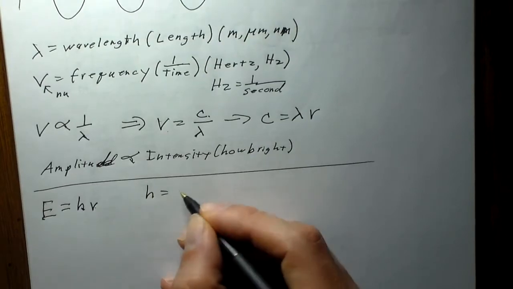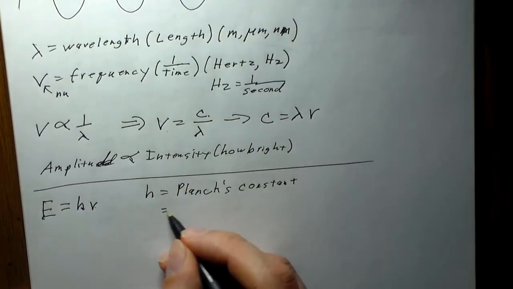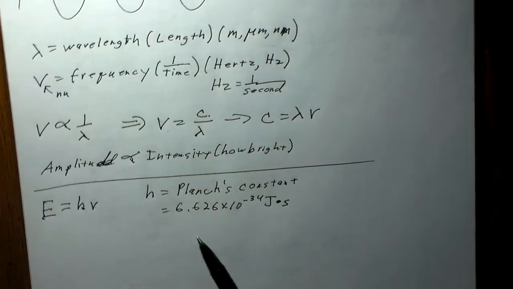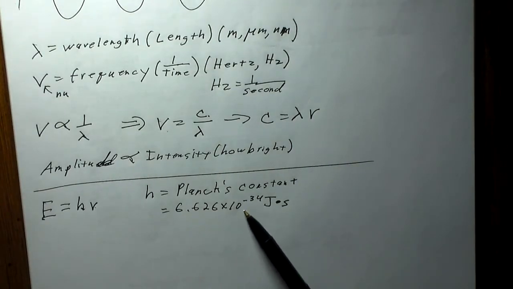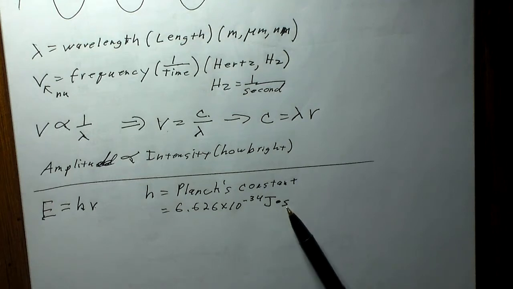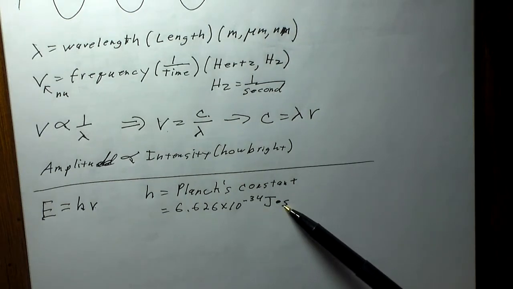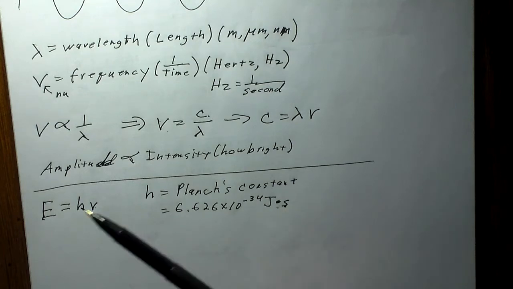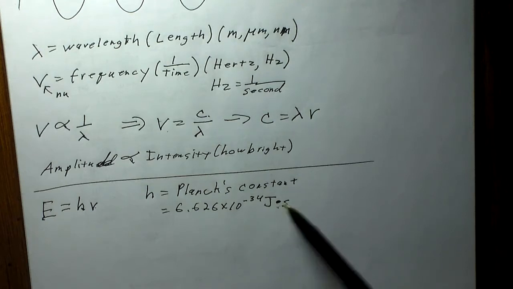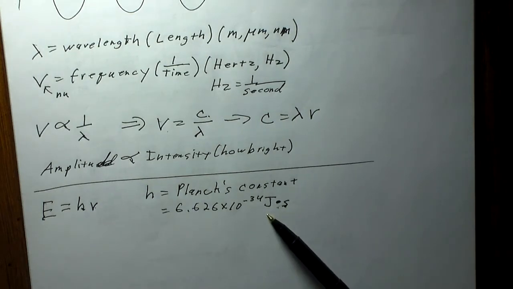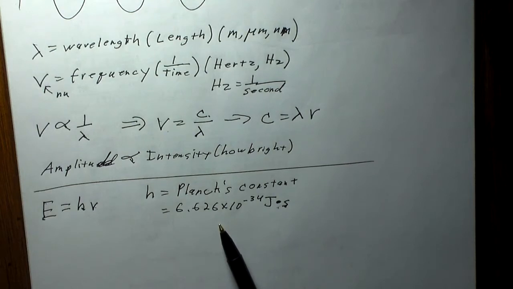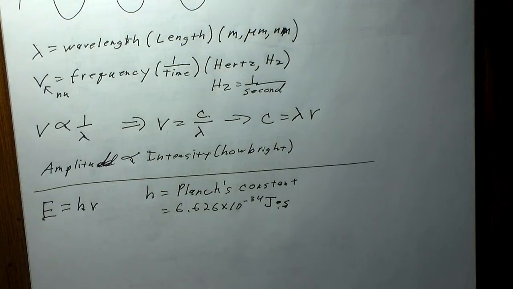H is what we call Planck's constant, and this is equal to 6.626 times 10 to the minus 34 joule seconds. A joule is a unit of energy, seconds of course is a unit of time, and notice that this is joules times seconds, not joules per second. That's important. And again, my frequency is 1 over seconds. So that's joules times seconds divided by seconds, and we get the energy in joules. Anyway, this is just a proportionality constant, and it's actually a consequence of quantum mechanics.